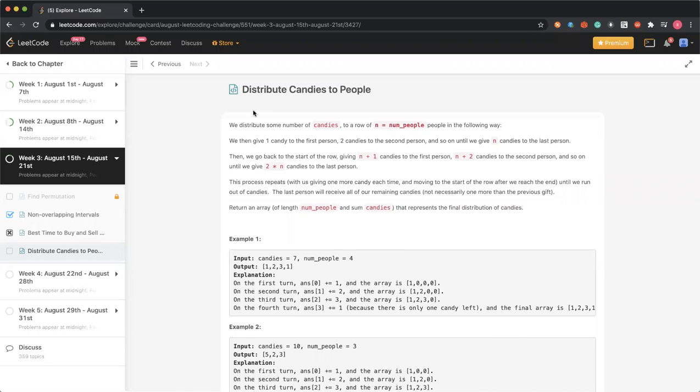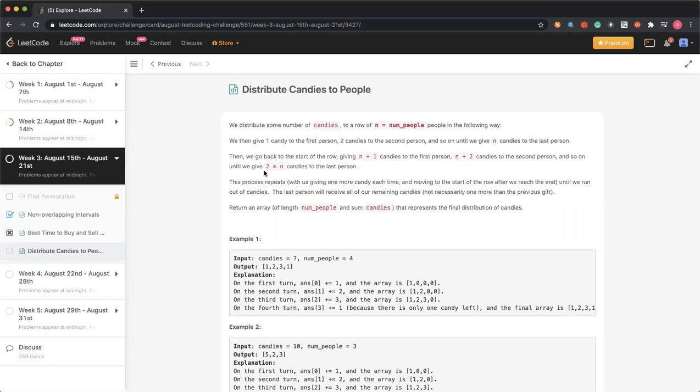So today we'll be discussing the problem "Distribute Candies to People." Here there is an array of n people, representing the number of people. We distribute the candies in such a way that in the first iteration, we give the first candy to the first person, the second candy to the second person, the third candy to the third person, and at the end n candies to the nth person. Eventually we'll be subtracting the values that we give from the total number of candies.